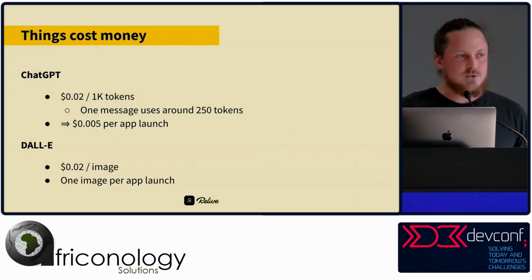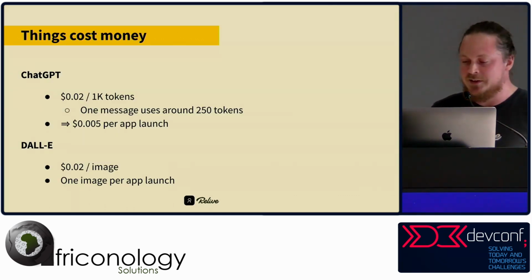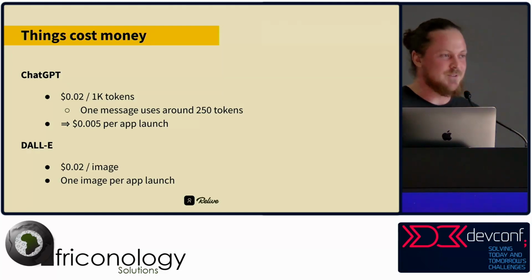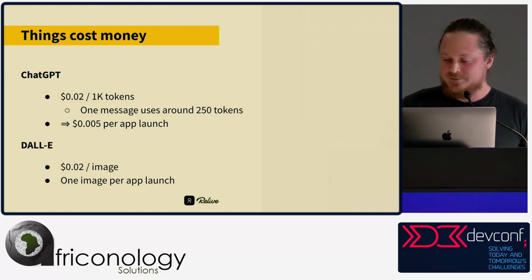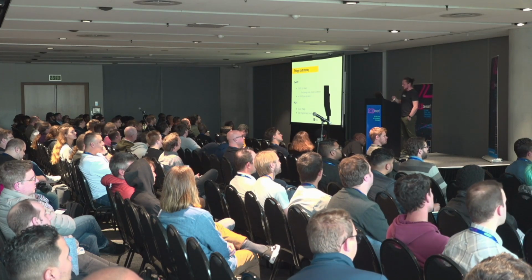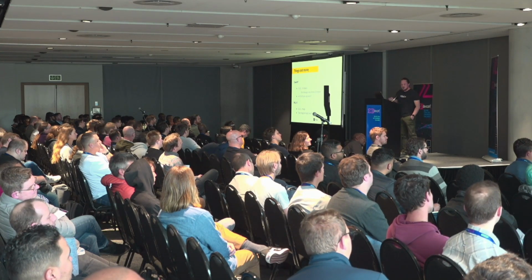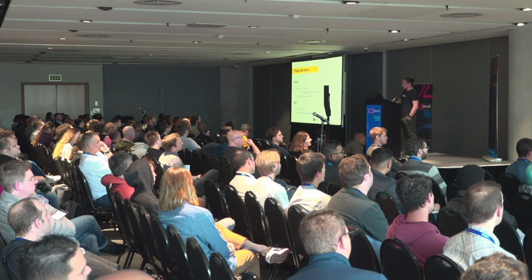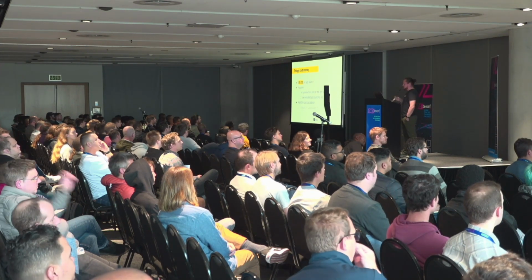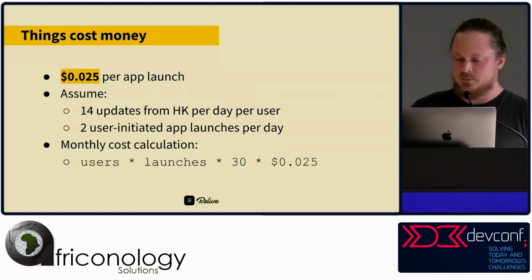If you'll allow me to drop some fresh lyrics, the best things in life aren't free, as demonstrated by ChatGPT. ChatGPT's costs are based on tokens. Now, these tokens are about as mystical as the non-fungible ones from last year. However, our app seems to use around 250 tokens per message, which in turn means that we are paying around half a cent to get a message. On the other hand, DALL-E more simply is 2 cents per image. Now this brings our app launch to cost around 2.5 cents per launch.